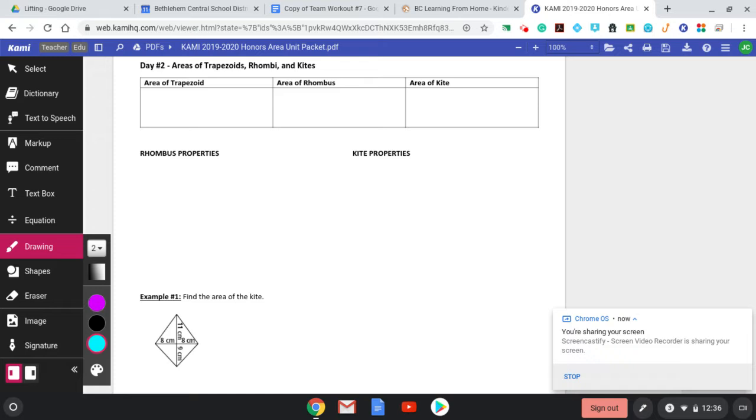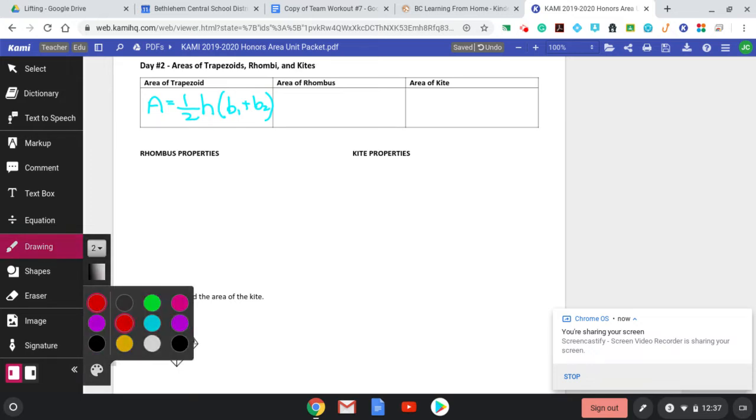Area of a trapezoid. That's going to be taking 1/2 its height, so finding that altitude, and then multiplying that with the sum of the bases, which I'm going to call base 1 and base 2. Okay, so half the height times the sum of the bases.